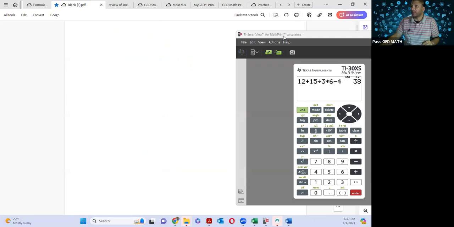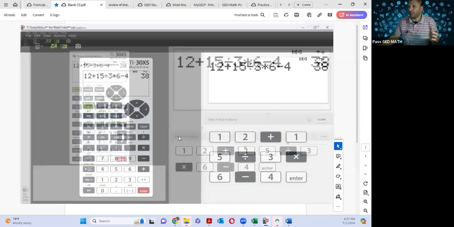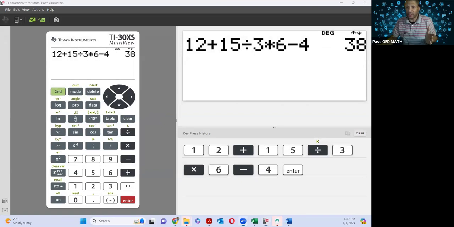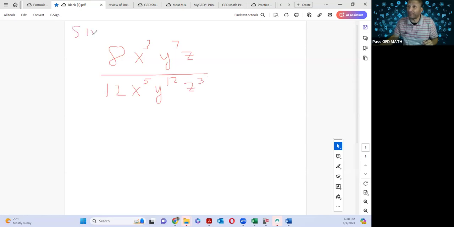So one of the problems you can expect to get is simplifying exponents. Your exponent rules are very important. The problem I made up is 8x to the third, y to the seventh, z, over 12x to the fifth, y to the 12th, z to the third. If I told you to simplify this problem, would anybody know how to do it?